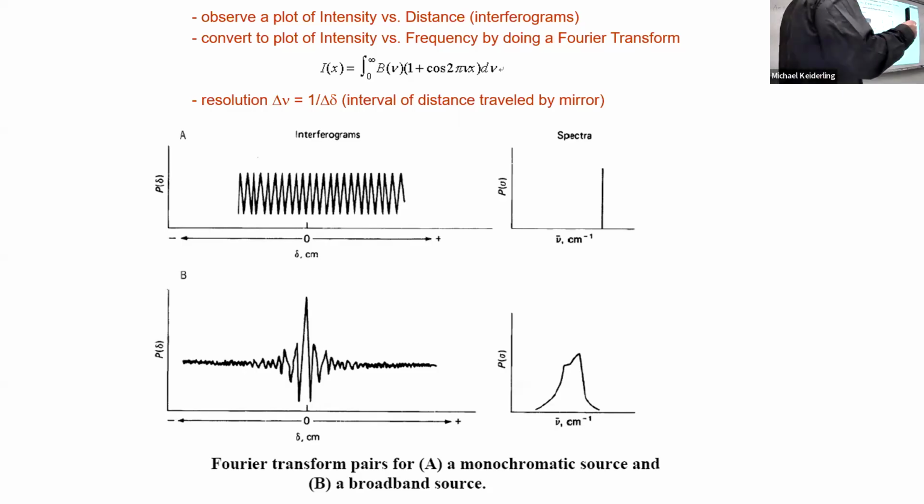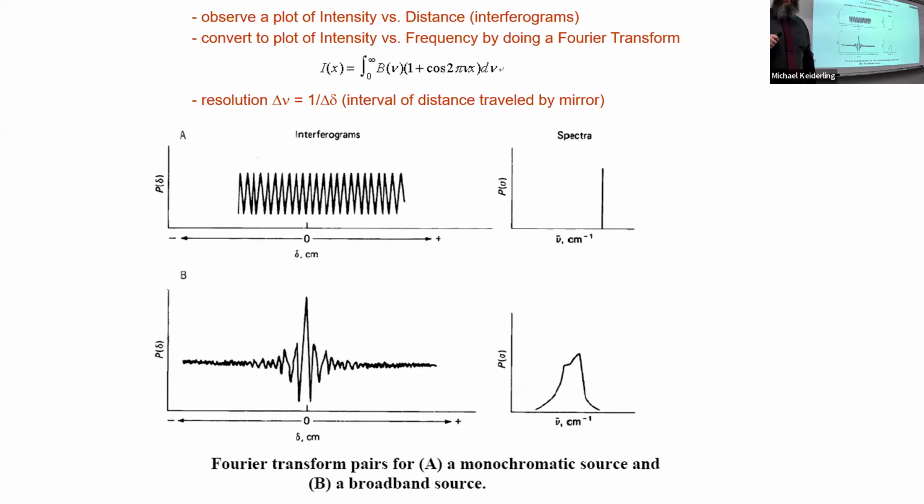automatable, not because it's something you'd ever do by hand. And then the resolution, delta V, is 1 over the interval of the distance traveled by the mirror. And so to get a finer resolution, you just move your mirror further. Which is why really high-end instruments have really long tubes for the mirror to move in.